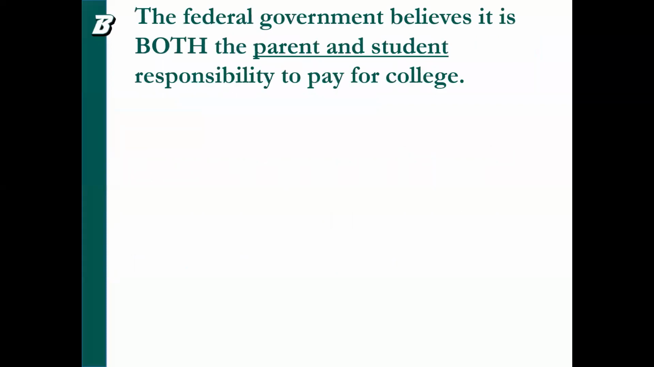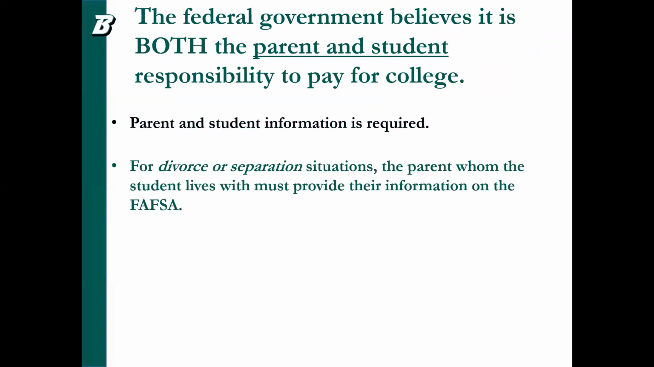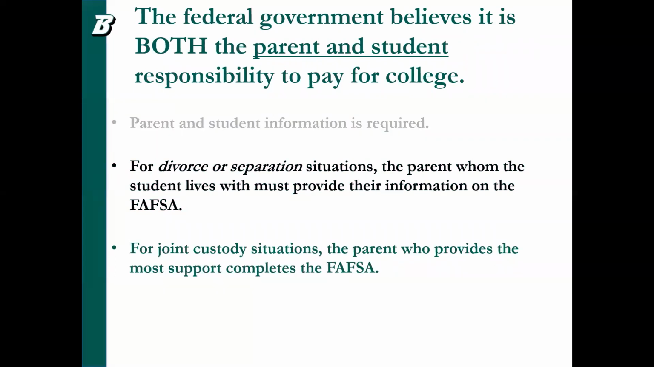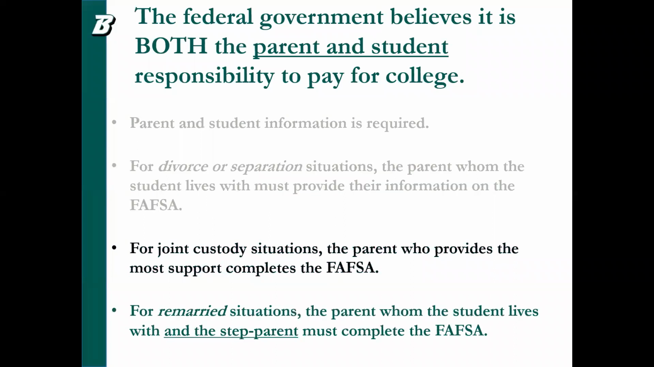Since the federal government feels both the parent and student are responsible for college expenses, parent and student information is required on the FAFSA. For divorced or separated parents, the parent whom the student lives with must provide the parent information on the FAFSA. In joint custody situations, the parent providing the most support should provide their information. If the parent the student lives with is remarried, the parent and step-parent must provide their information on the FAFSA.